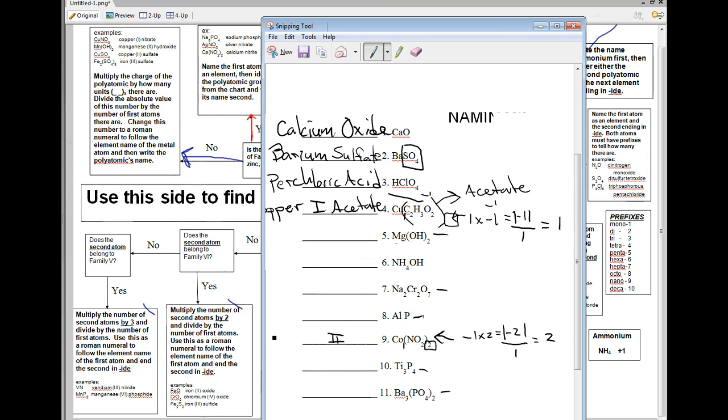It follows the name of the metal, so cobalt 2, and this is NO2, which is nitrite. So cobalt 2 nitrite. Alright, those are difficult. You can certainly do them. Good luck.